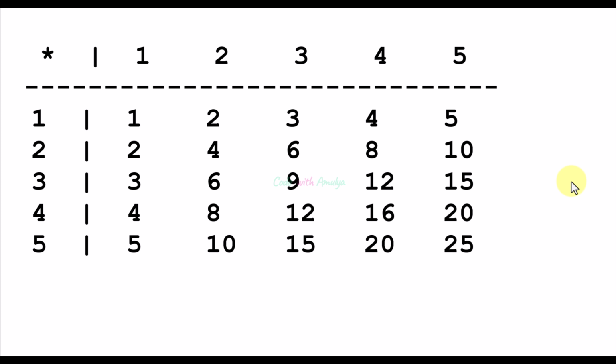Today in this tutorial we'll write a Python program to display a multiplication table. Our output will look like this: multiplication symbol, and here column number and row number, and here product of row and column. Alright, next let's write the program.